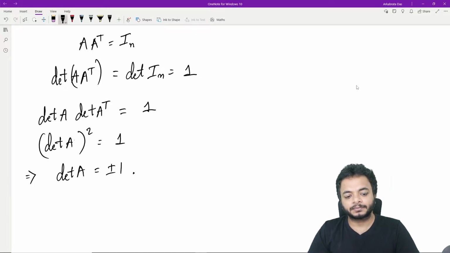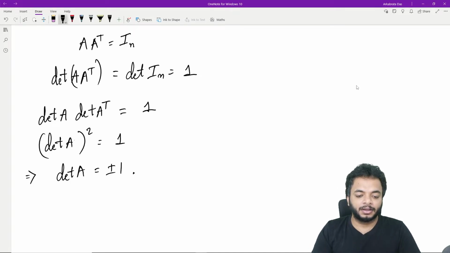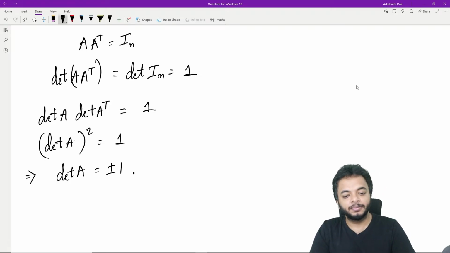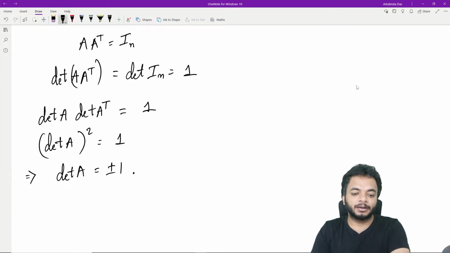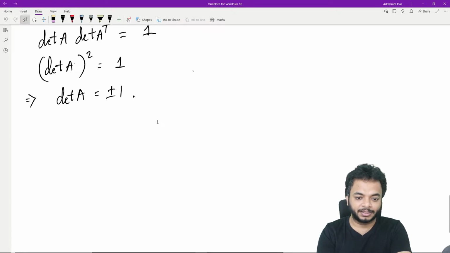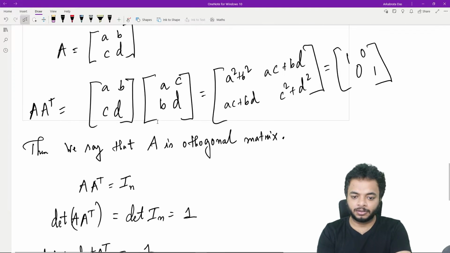Now, the orthogonal matrices have to be square matrices. And what do we get from here? We get that any orthogonal matrix is invertible. Now why do we need that? Let's come to the thing that we have to basically prove. Let me just go above.